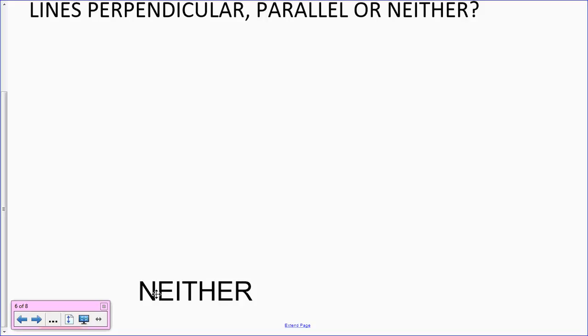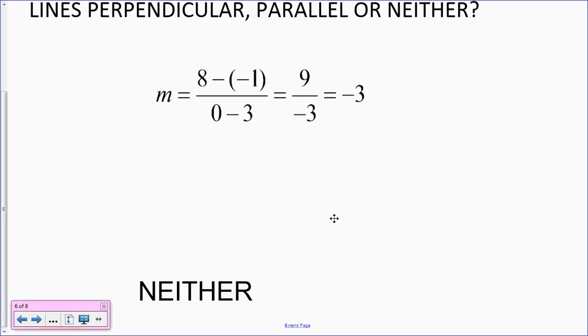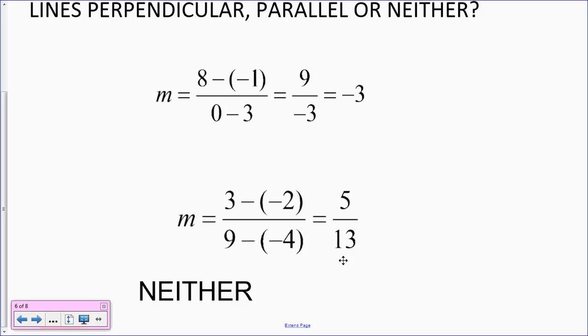Go ahead and try. Okay, so what you should have gotten is neither. And I had all this work in between, but I don't think I need to show it to you. First one, this is the slope, I get -3. Second one, I get 5 over 13, which isn't anything. So they're not opposite reciprocals, they're not the same, so it's just neither.